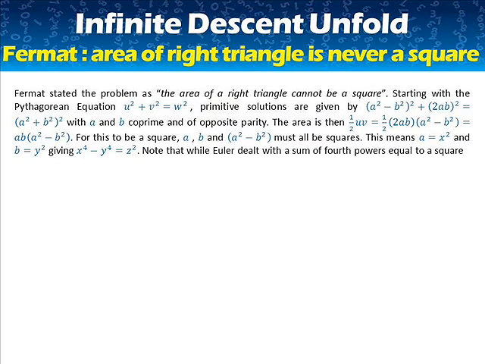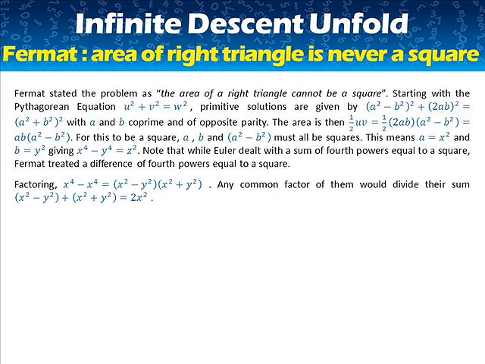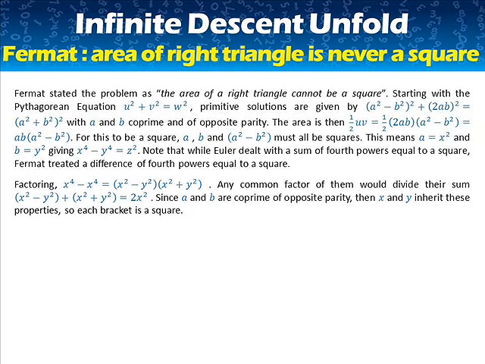Note that while Euler dealt with a sum of fourth powers equals a square, Fermat treated a difference of fourth powers equals a square. Factoring, this difference of fourth powers equals a difference of two squares times a sum of two squares. Any common factor of them would divide the sum, which equals 2 times x squared. Since a and b are co-prime of opposite parity, then x and y inherit these properties. So each bracket is a square.